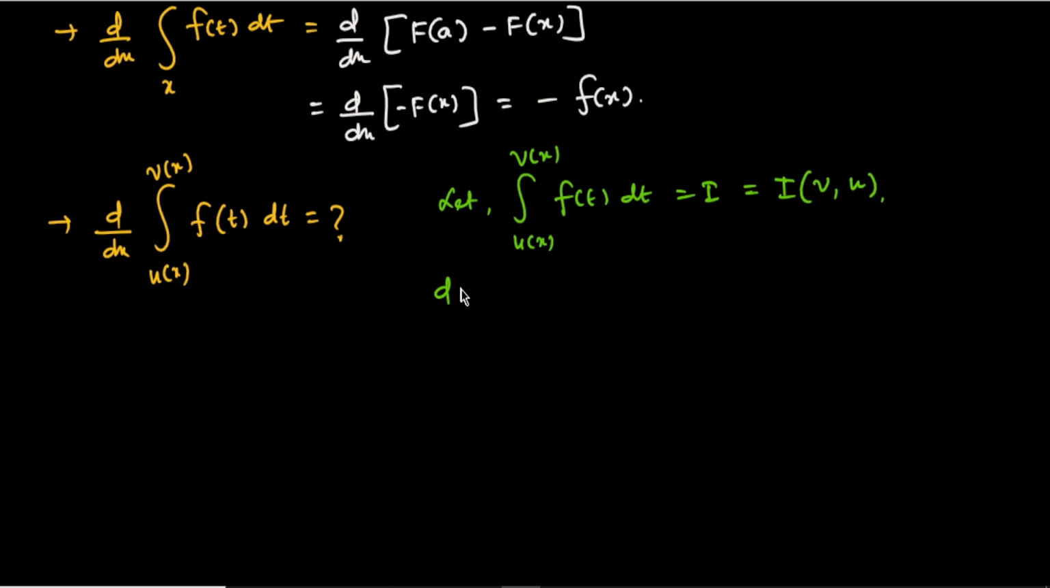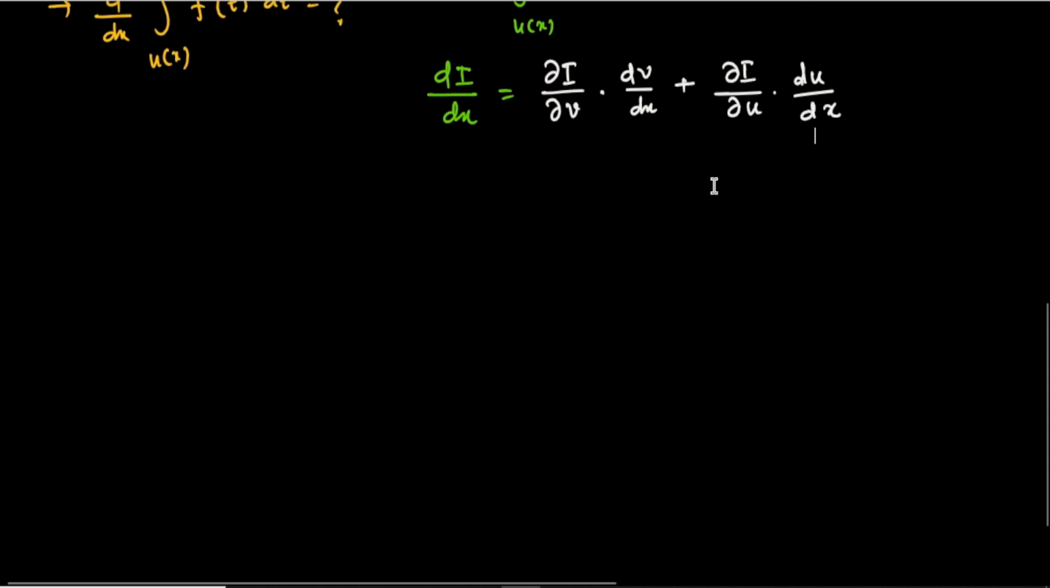Here is the problem, differentiation of I with respect to x. So it will be the partial differentiation of I with respect to v into dv by dx, plus the partial differentiation of I with respect to u into du by dx. So we'll derive this expression.